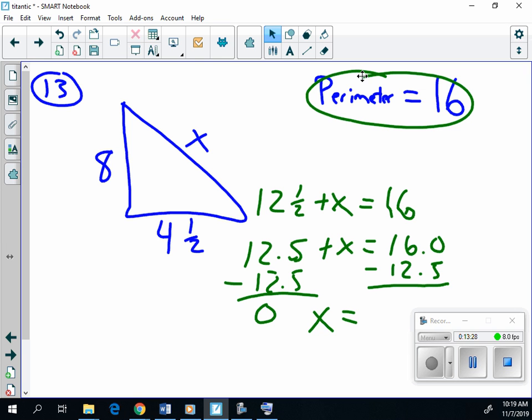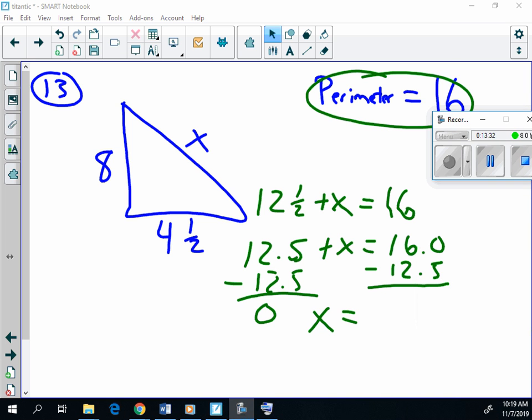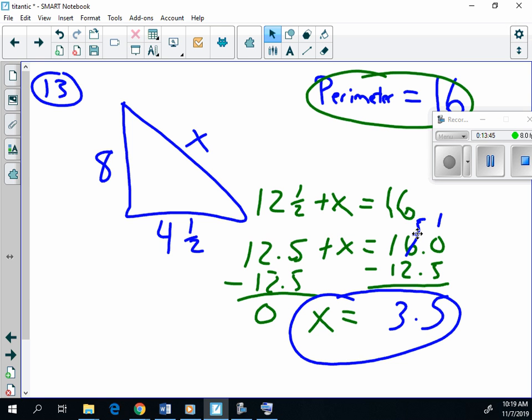Okay, let's go ahead and do that. Move this. Borrow from there. 10 minus 5 is 5. Keep the decimal place in order. 5 minus 2 is 3. 1 minus 1 is 0. So x is 3.5. So when you get story problems, don't let the story problems confuse you.